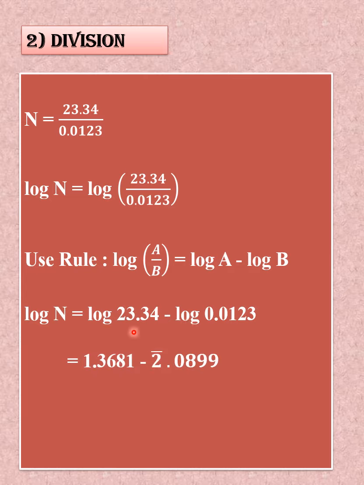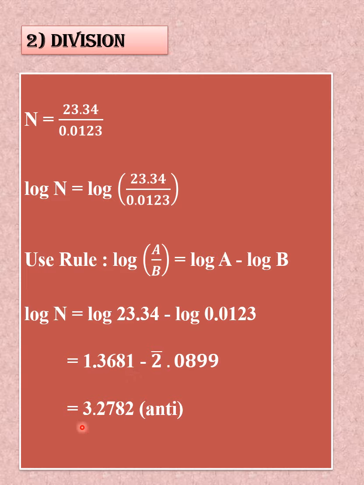Then log of 23.34. As you observe here, again the same phenomenon: 23 is the row, third column, and the fourth you have to observe in the mean difference. So you will get this value as 1.3681, similar to the previous example. There is no difference. I will take the same values for convenience.